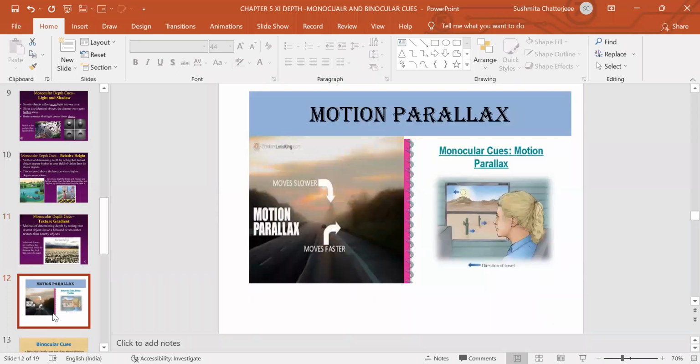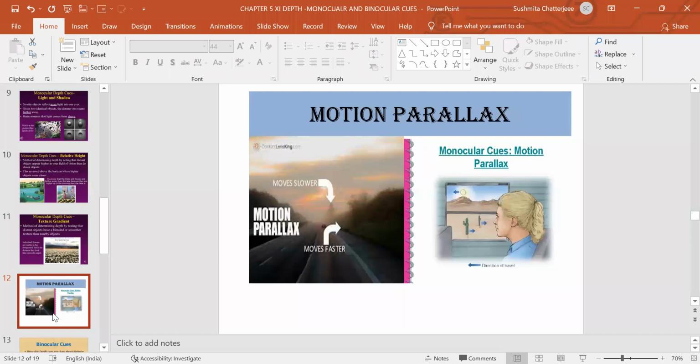The last monocular cue is motion parallax, which is a kinetic monocular cue and was never considered a pictorial cue, unlike the other cues that we have studied. It occurs when objects at different distances move at different relative speeds. The distant objects appear to move more slowly than the objects which are close. The rate of the object's movement provides a cue to its distance.